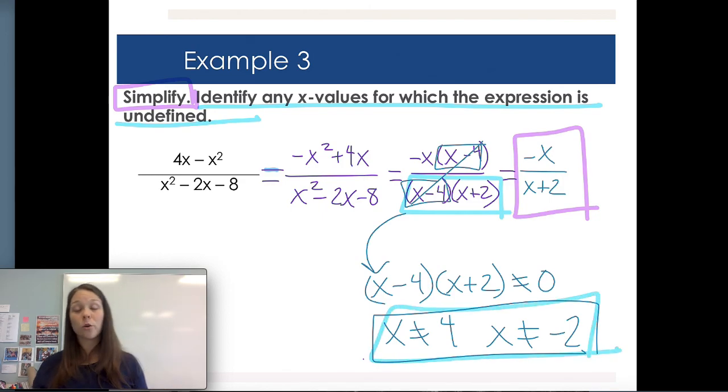So there's 2 parts to our answer: the simplified version that I've highlighted in purple, and the values for which x is not allowed to equal, which I've highlighted in blue.